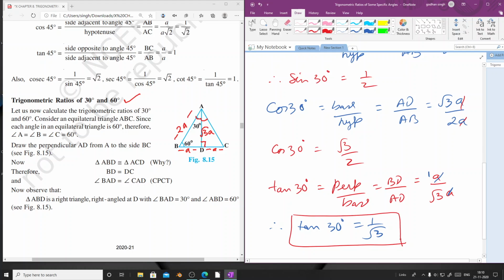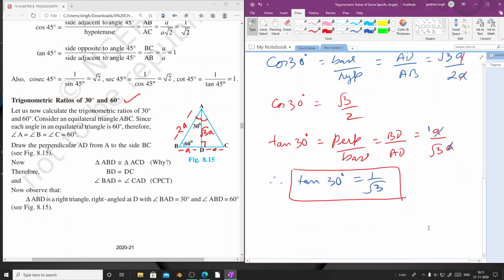Now it is very simple to find the value of cosec 30 degree, because cosec 30 degree will be the reciprocal of sine 30 degree, that is 1 by 2, so we will be getting 2. Similarly, sec 30 degree will be equal to the reciprocal of cos 30 degree, that is 2 by root 3, and cot 30 degree will be the reciprocal of tan 30 degree. So we will be getting the value of that as root 3.